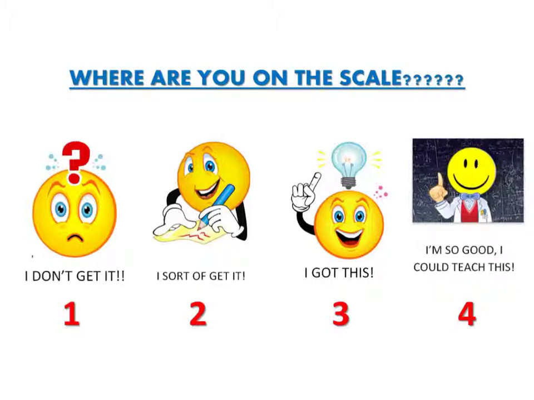So where do you think you are on the scale of proving polygons similar? Write this down at the top of your notes with a 1, 2, 3, or 4.